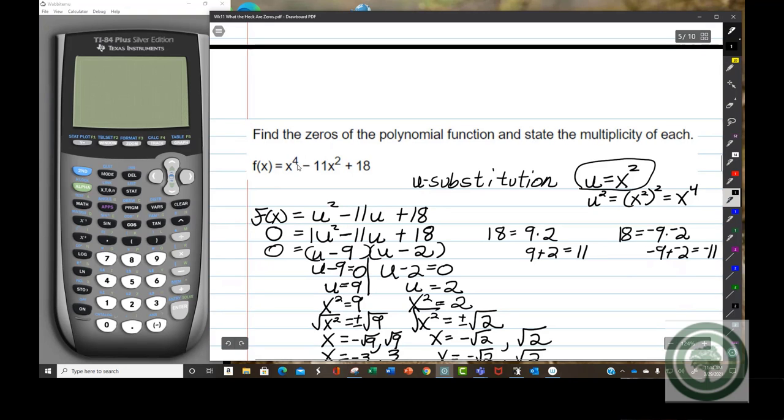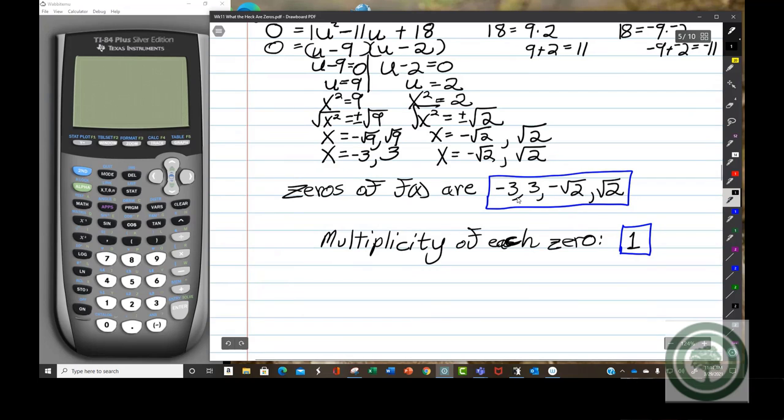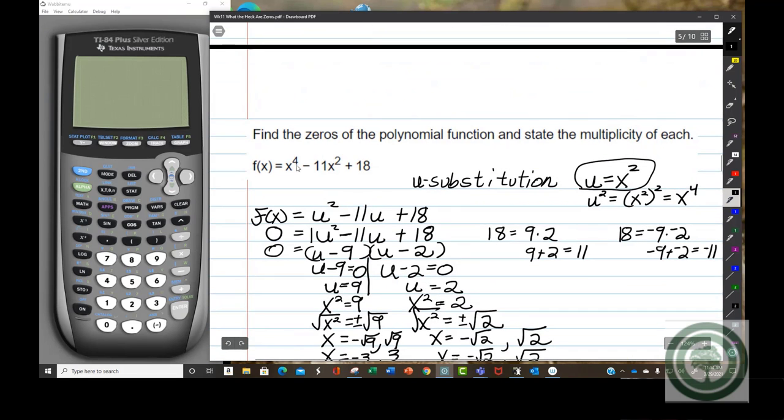How about 4? Same thing. The maximum number of real x-intercepts and zeros that a quartic polynomial can have is 4.